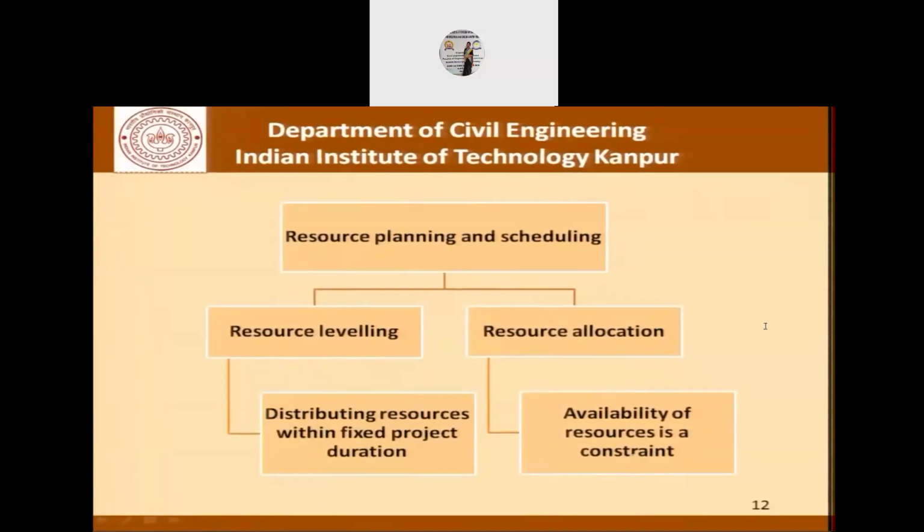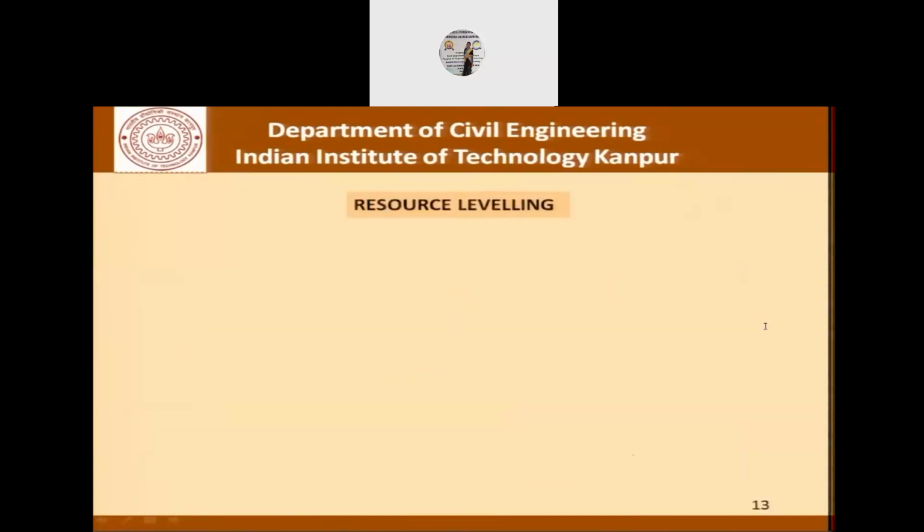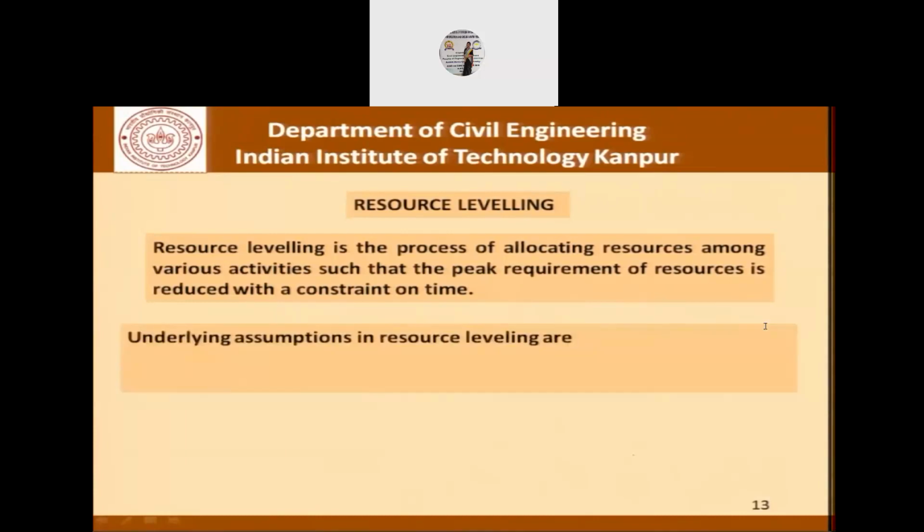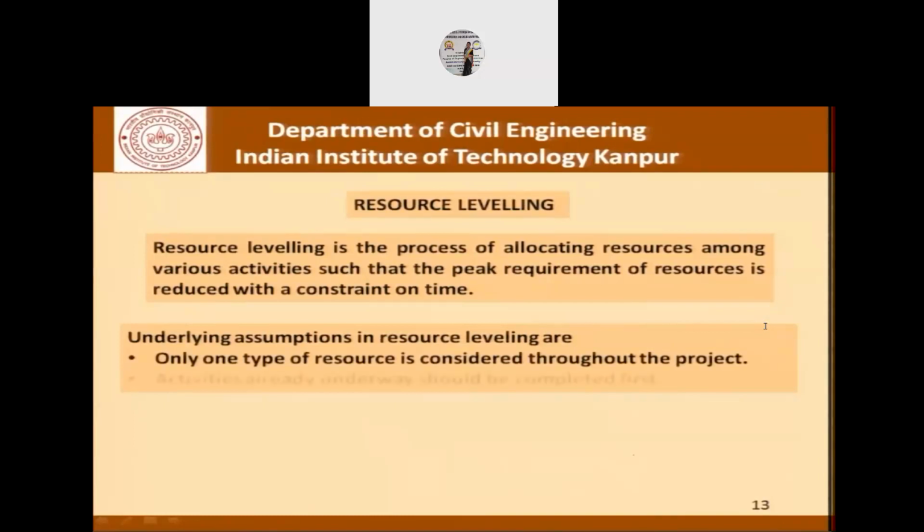There are two aspects to our discussion. One is resource leveling, and the other is resource allocation. Leveling deals with distribution of resources within the fixed project duration, and allocation deals with availability of resources under a constraint. So coming to the first part, resource leveling is the process of allocating resources among various activities such that the peak requirement of resources is reduced with a constraint on time. The underlying assumptions in resource leveling are that only one type of resource is considered throughout the project, and activities already underway should be completed first.